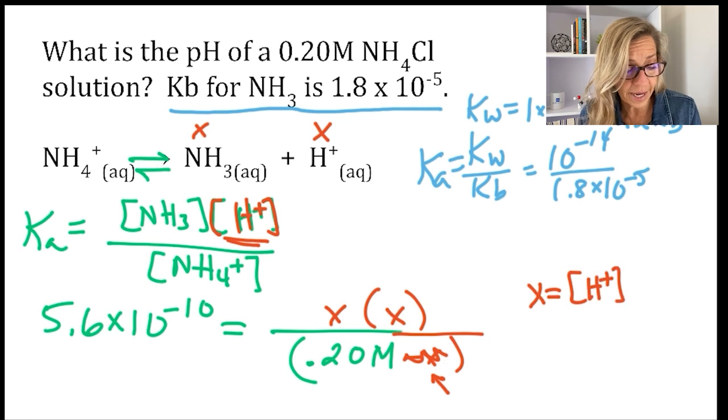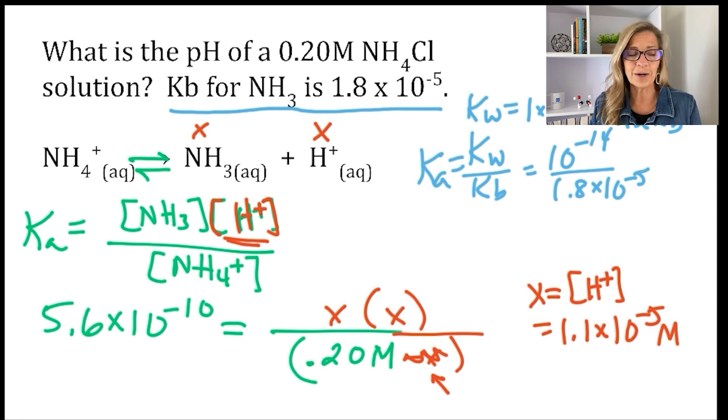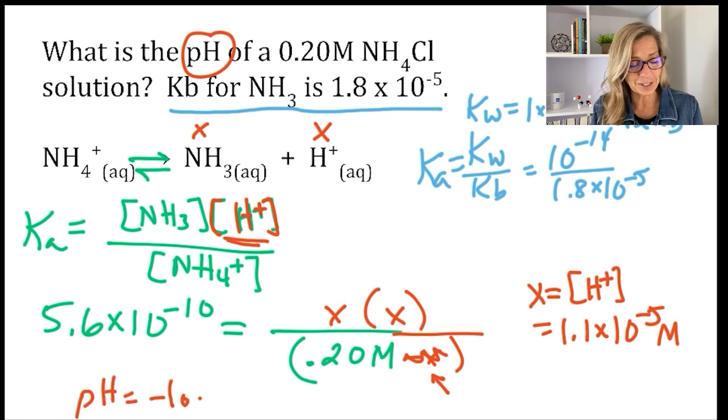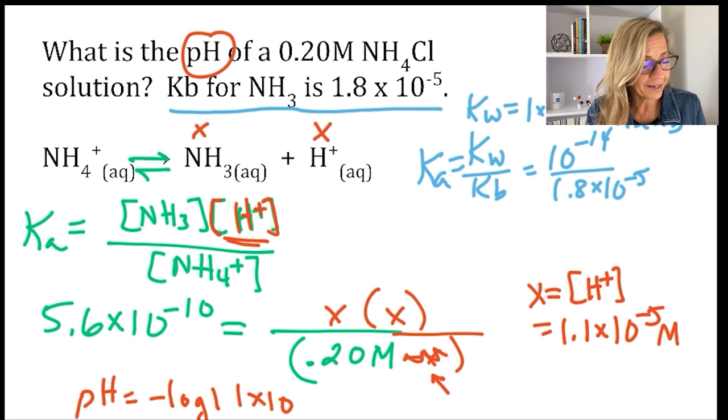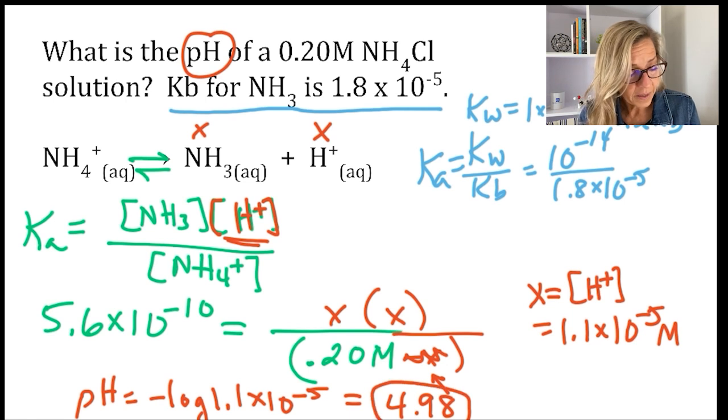You're going to solve for X. We've done this before, which is the hydrogen ion concentration, and that is going to be equal to 1.1 times 10 to the negative 5th molar. Okay, now we're almost there. Remember what we were after. We're after the pH, and so the pH, remember, is the negative log of the hydrogen ion concentration. And so pH is negative log of 1.1 times 10 to the negative 5th. That's going to be a slightly small number, 4.98.